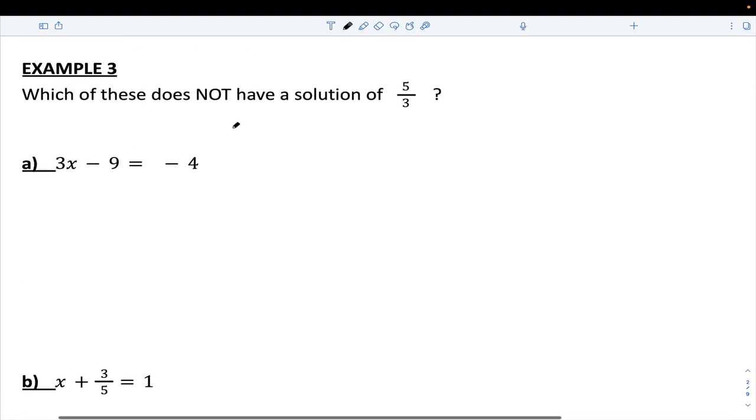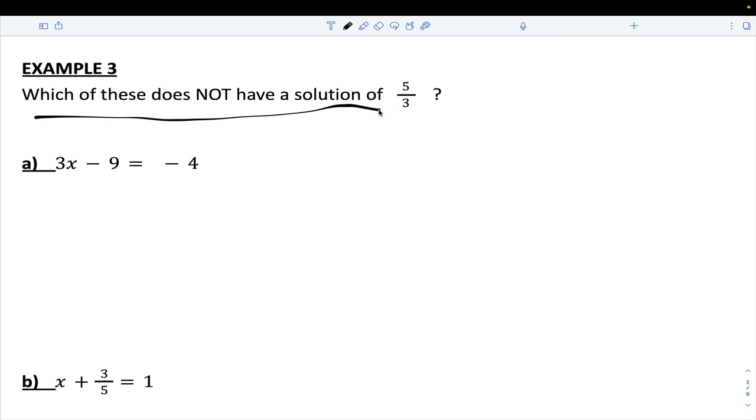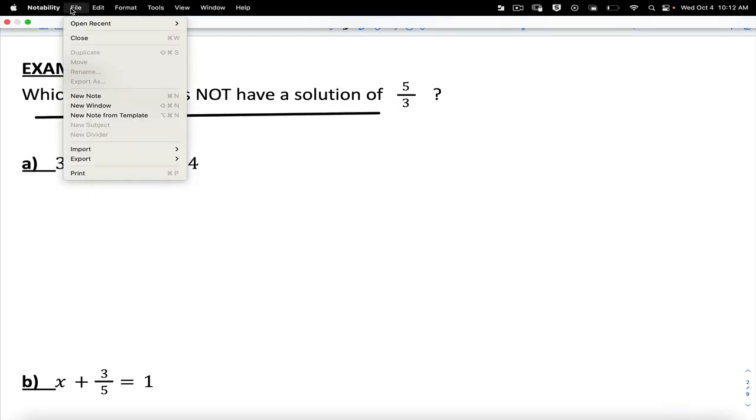Read example 3, or I'm gonna read example 3. Then I'm gonna have you talk to your partner about what's different about this problem. Which of these does not have a solution of 5/3? Give me a few things that you notice that are off about this problem that are different from example 1 and 2. 30 seconds, chat, go. Just talk to your partner. What's different about it? A few things that make it more challenging.